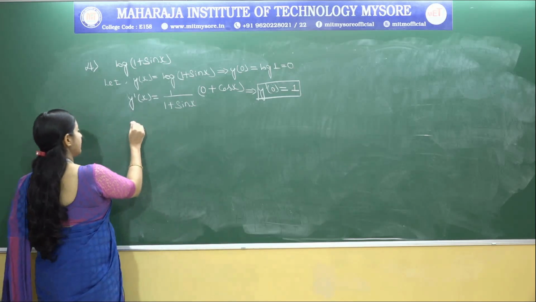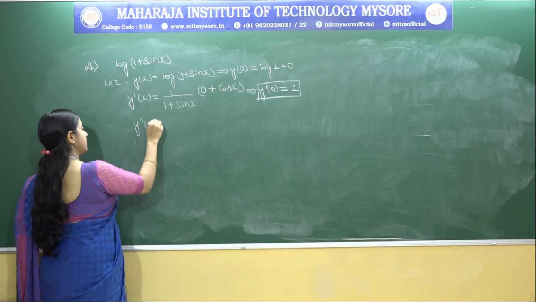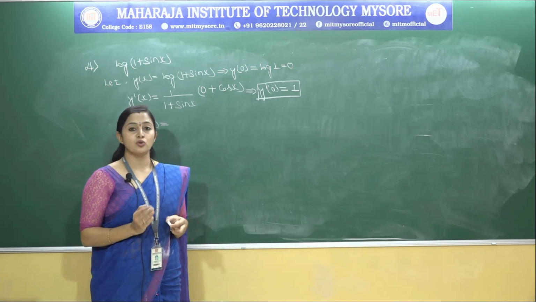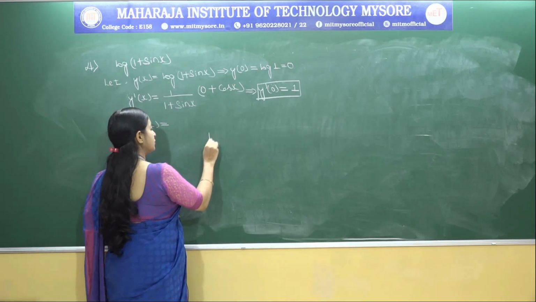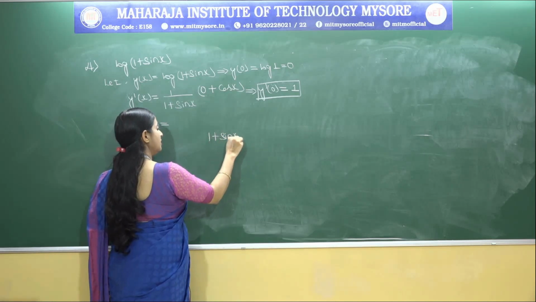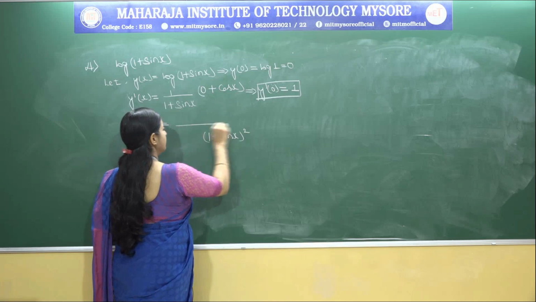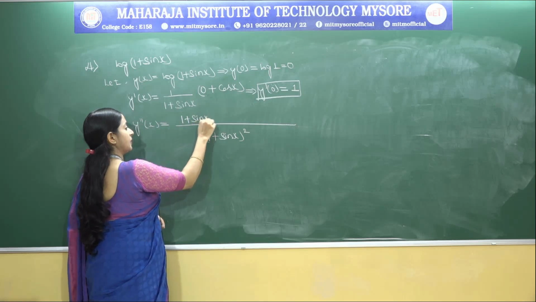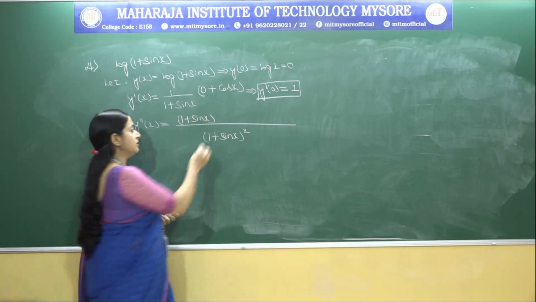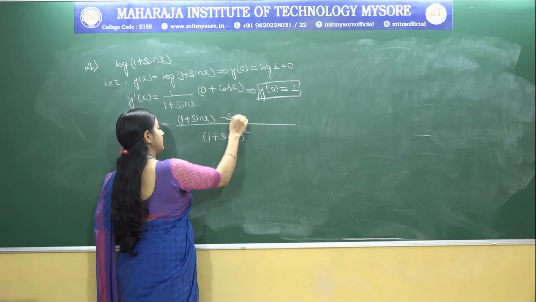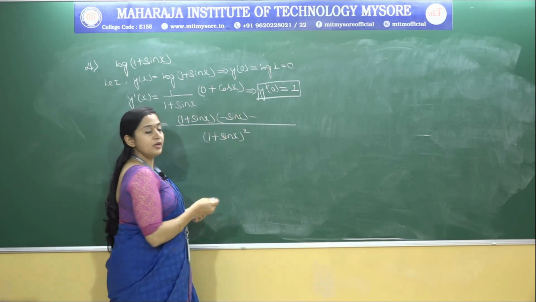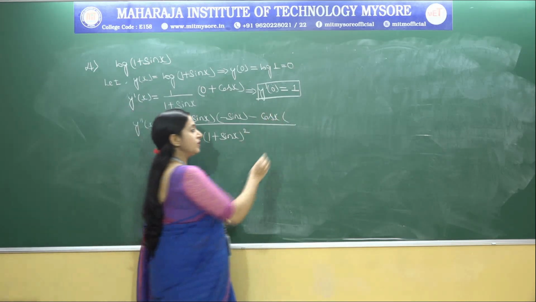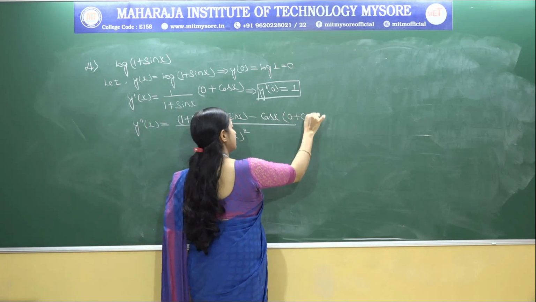For the third term, the second derivative, y double dash of x, since you have cos x over denominator 1 plus sin x, apply the quotient rule. So I take the denominator square, you know the quotient rule, the denominator square. So 1 plus sin x whole square. Write the denominator 1 plus sin x. Differentiate the numerator, minus sin x, minus, write the numerator cos x. Differentiate the denominator. For the 1 you will get 0. Sin x is cos x.